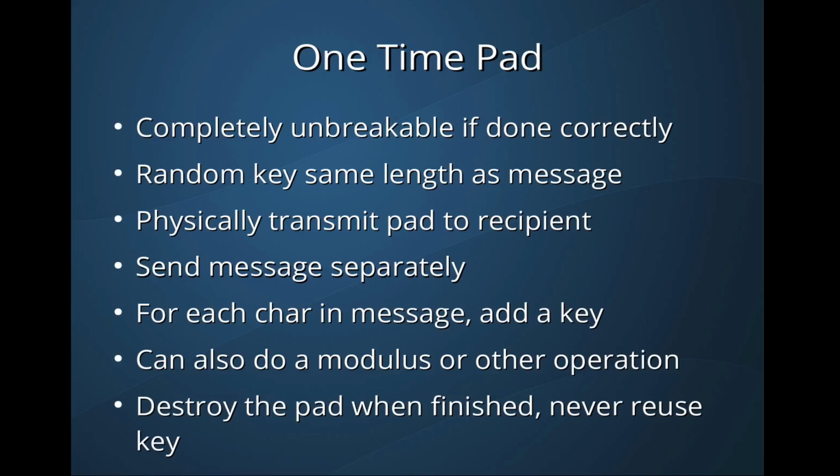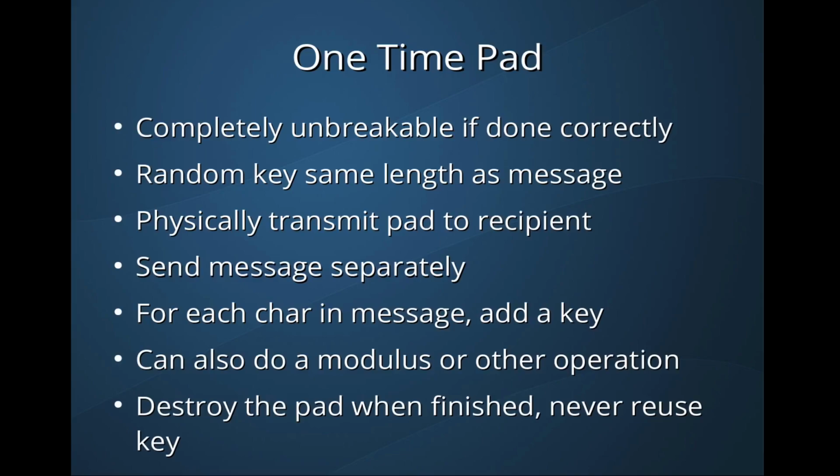Then we send the message separately. So what we're going to do is something similar to the Vigenère table, where we're going to iterate over the characters in our message and our key, and we're going to add those two together. So we're going to end up with some mathematical operation where we add one character to another and get another character within our alphabet. So we're doing alphabet math.